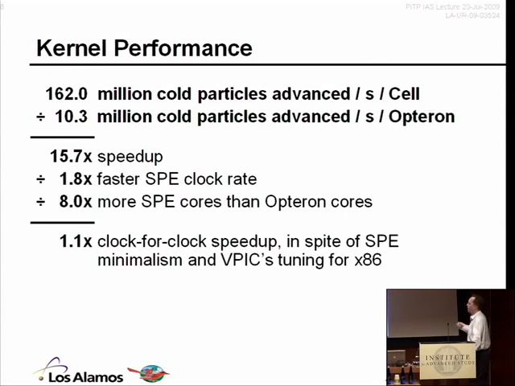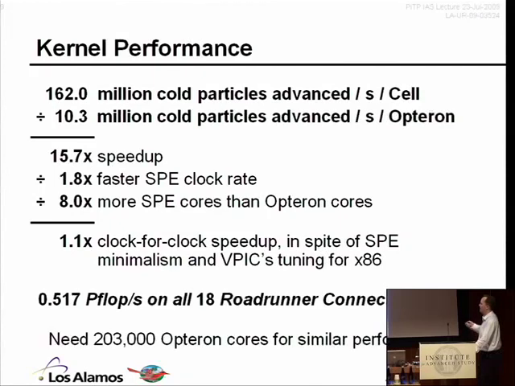But this is not quite a fair comparison because the SPUs run at a 1.8 times faster clock speed, and there's 8 times more of them. But even after taking this into account, we find that these transformations allowed us to get a 1.1 clock-for-clock speedup in spite of the SPU's minimalism. I mean, it's barely fair to call it a processor. And the fact that VPIC was already pretty much a hot rod running on conventional platforms like x86.